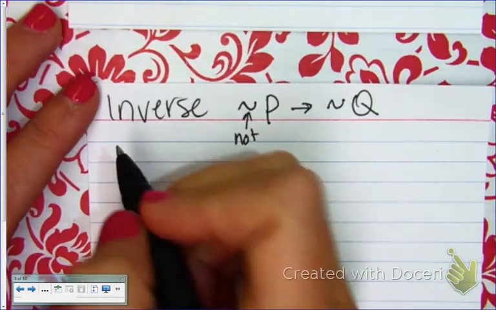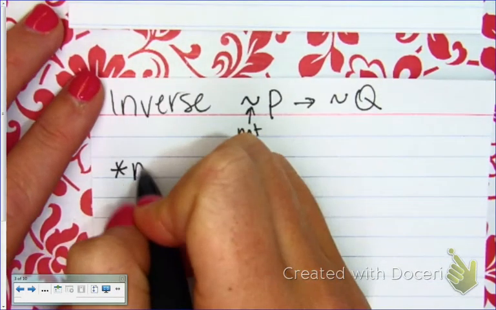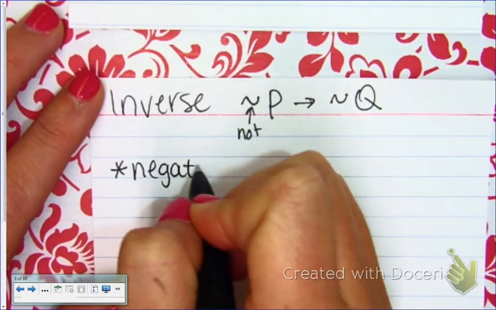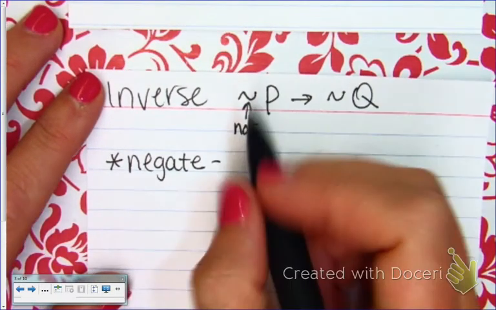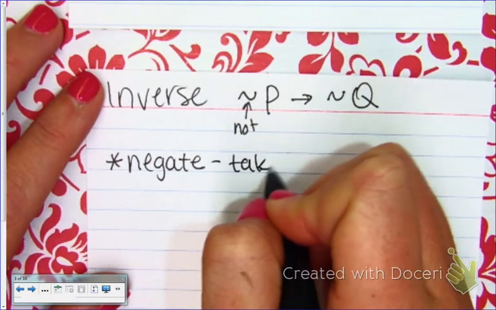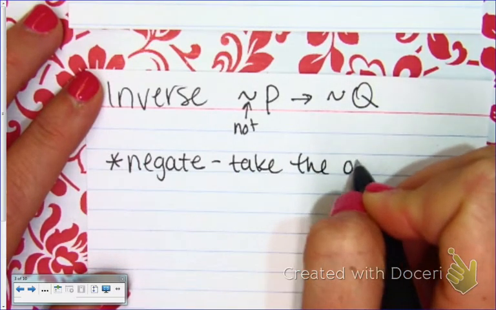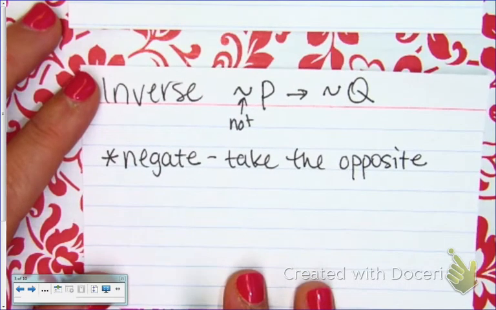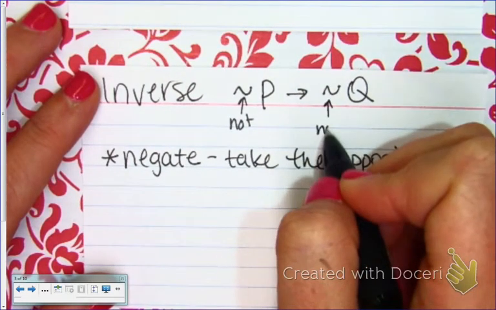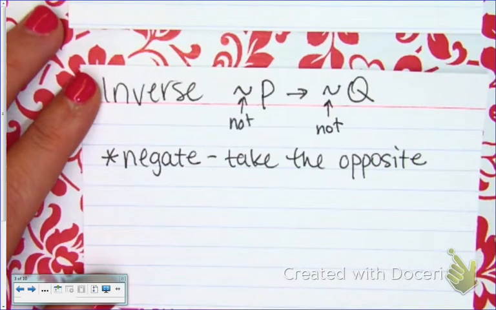So I'm going to go ahead and write our negation. When we negate something, we take the opposite. Okay, that's our negation. We take the opposite. So these both mean not. I know my paper looked a little bit different than yours, but it's okay. Just do your best.